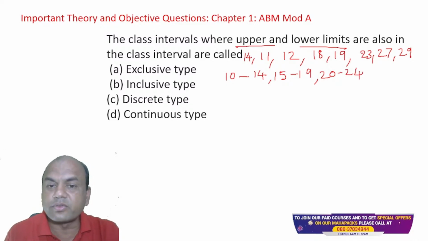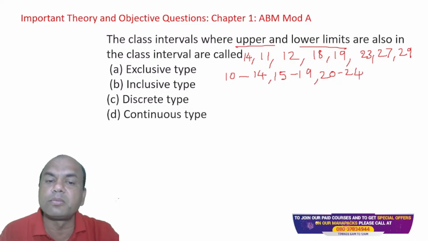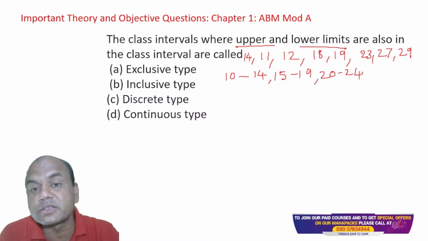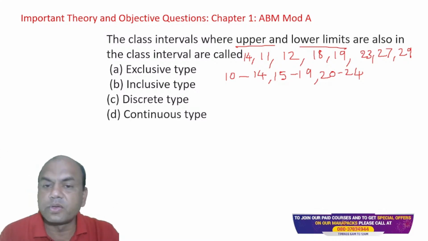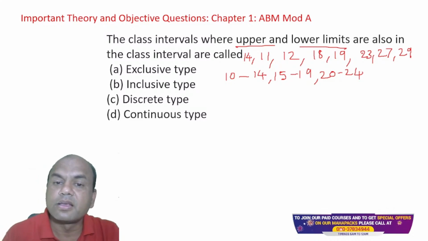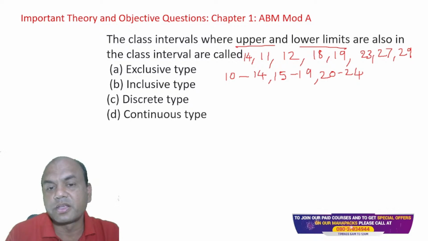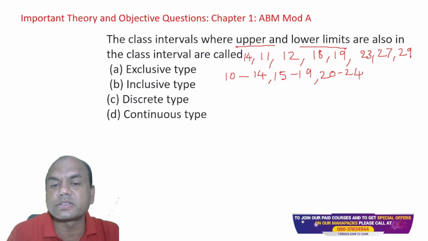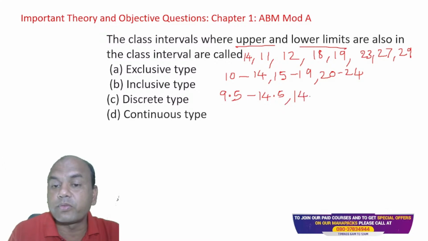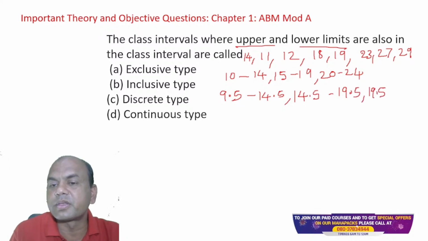Now this class where both the upper limit and the lower limit are included, this class is known as what? This is your question. If this is inclusive, what is the other one? The other one is exclusive. Here, take 0.5 on this side and 0.5 on this side, so it will be 9.5 to 14.5. Similarly, 14.5 to 19.5, and next again 19.5, and so on.